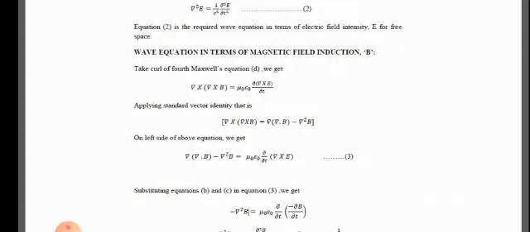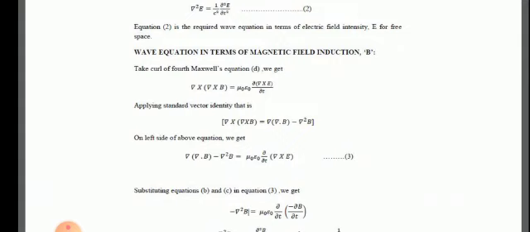Next, wave equation in terms of magnetic field induction B. Take the curl of the fourth Maxwell's equation: curl of curl B is equal to mu naught epsilon naught dou by dou t of curl E. Once again, apply the standard vector identity. Curl of curl B is equal to gradient of divergence of B minus del square B. Then the equation becomes gradient of divergence of B minus del square B is equal to mu naught epsilon naught dou by dou t of curl E.